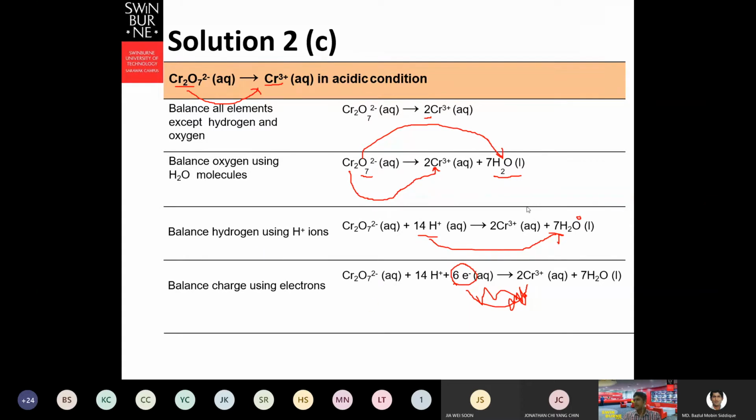Can anybody tell me what is happening here? For chromium, is it oxidation or reduction? It's not said, right? Can anybody answer? Is chromium undergoing oxidation or reduction? Oxidation. Reduction. Yeah, this is a binary option, so you can only say oxidation or reduction.